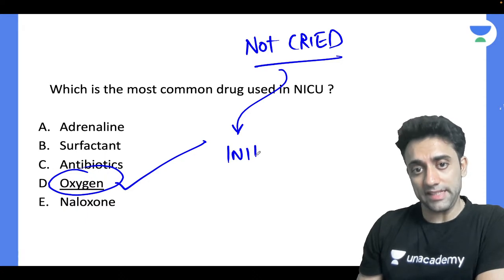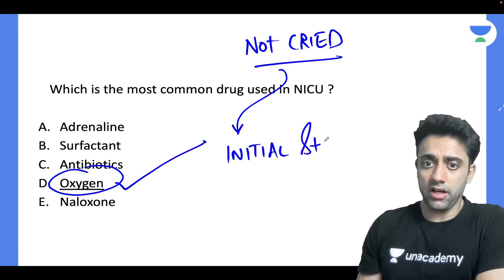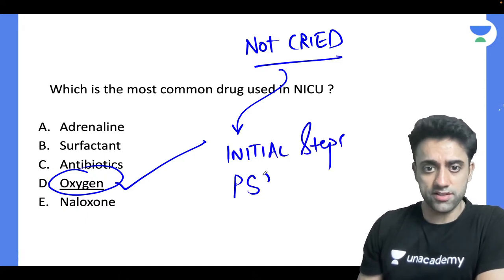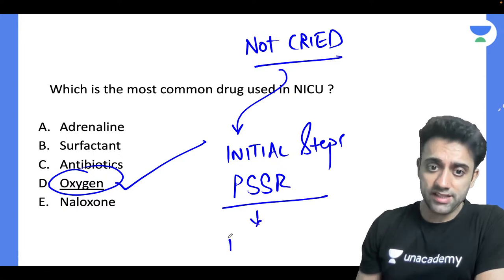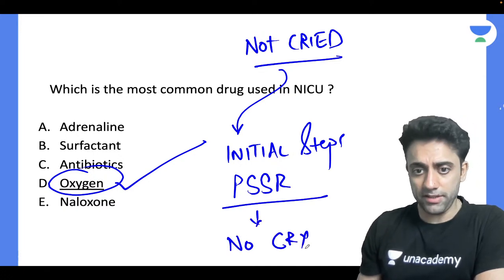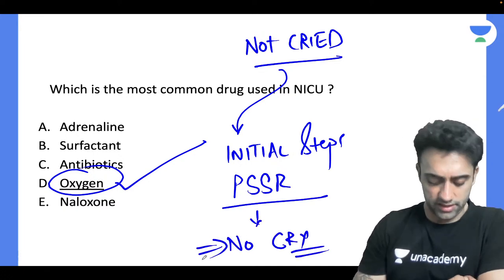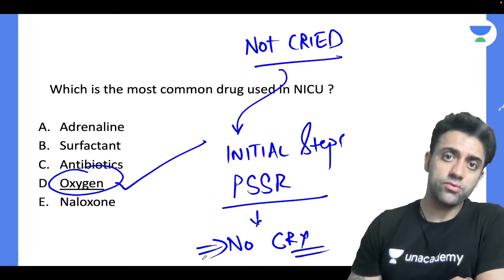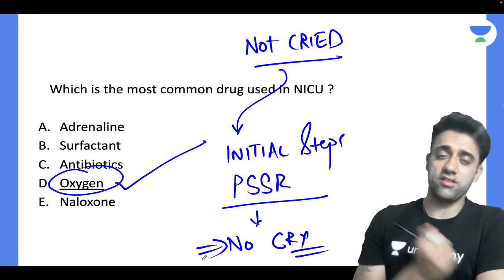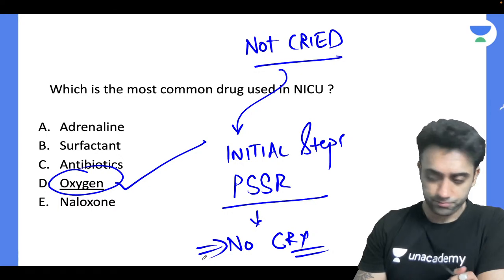So the baby was not crying immediately after birth. I did the initial steps, which were nothing but position, suction, stimulation and reposition. Still the baby has not cried immediately after birth. Could you please tell me what to do after this? Pura ragda acche se maine malish kari bacche ki, bachcha tab bhi nahi roya.